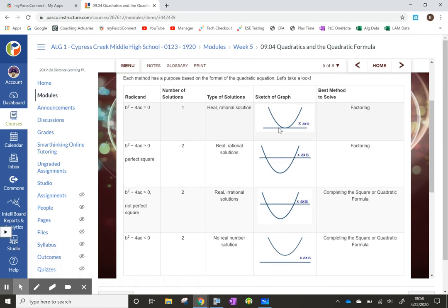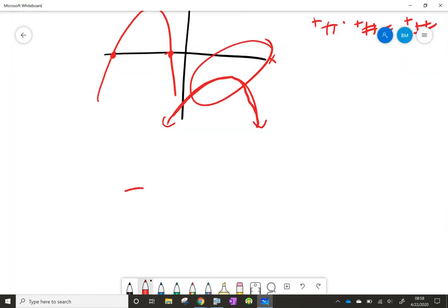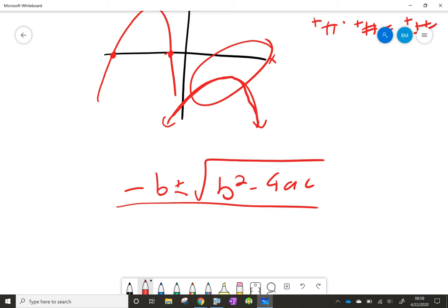This is a little chart to help you remember, but the quadratic formula. Let me write it down again, but I'm not going to color code it this time. Negative b plus minus square root of b squared minus 4ac all divided by 2a. The quadratic formula. Focus your attention on this part.